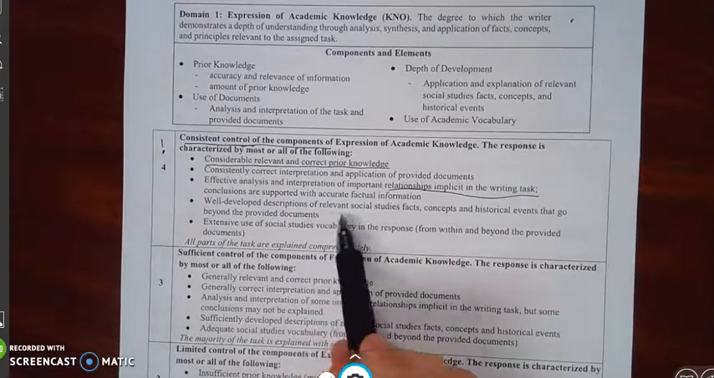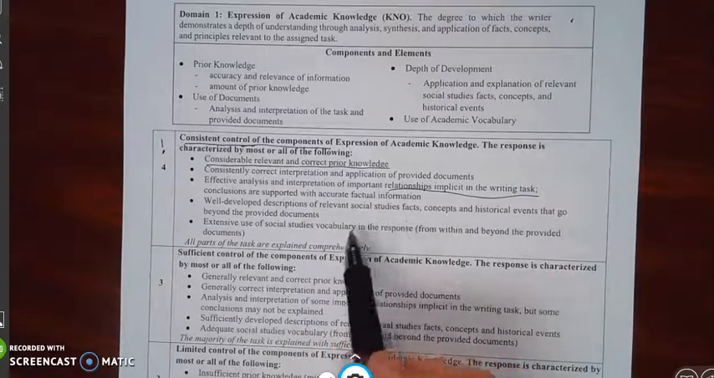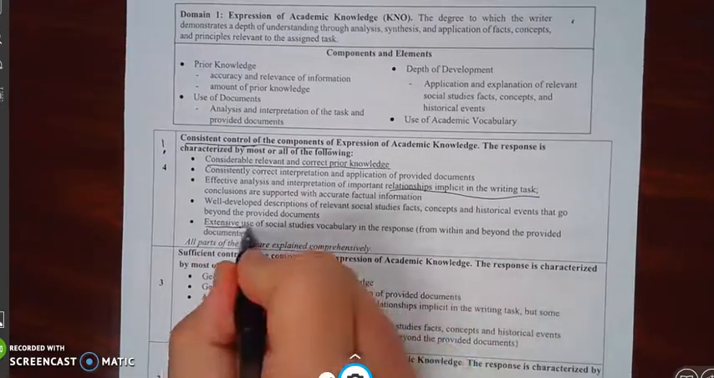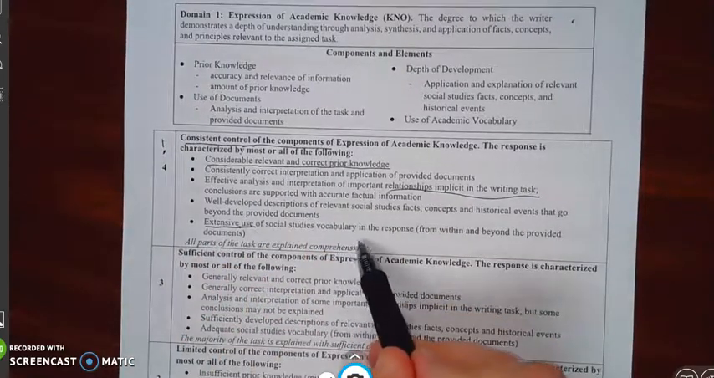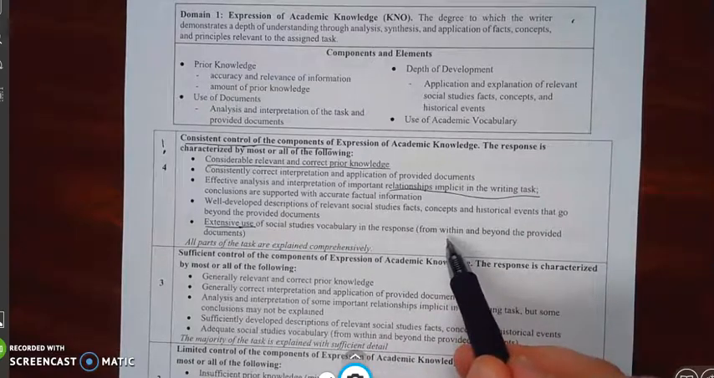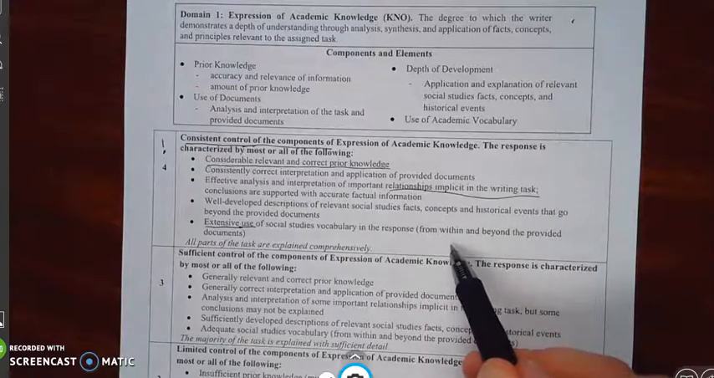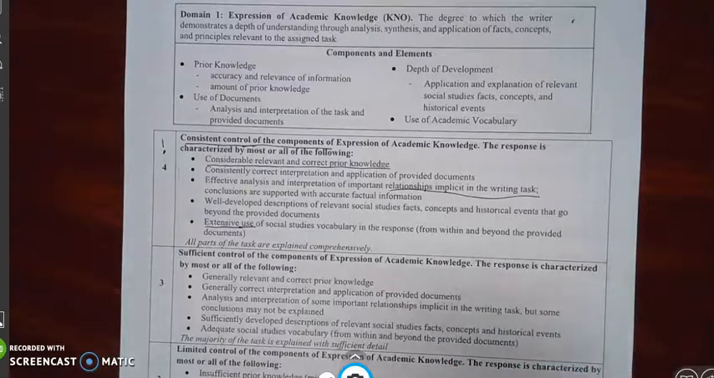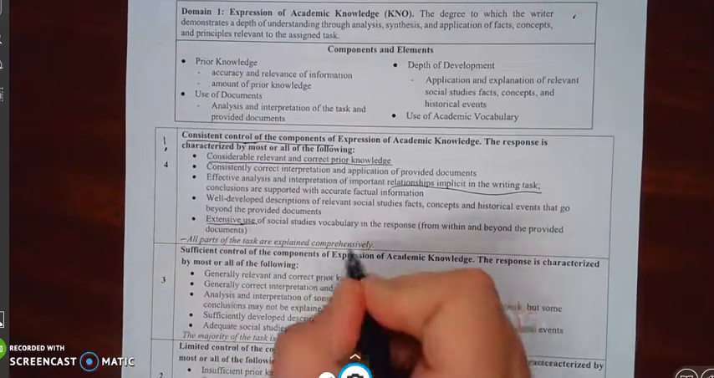Again, well-developed descriptions of relevant social studies facts. And then this bottom one, extensive use. Extensive, I think, is important there. Extensive use of that social studies vocabulary in the response. And a key note here, this is from within and beyond the provided documents. So it's not just what academic language you're pulling out of the documents, but also that additional prior knowledge of your social studies vocabulary that you're bringing to this test.